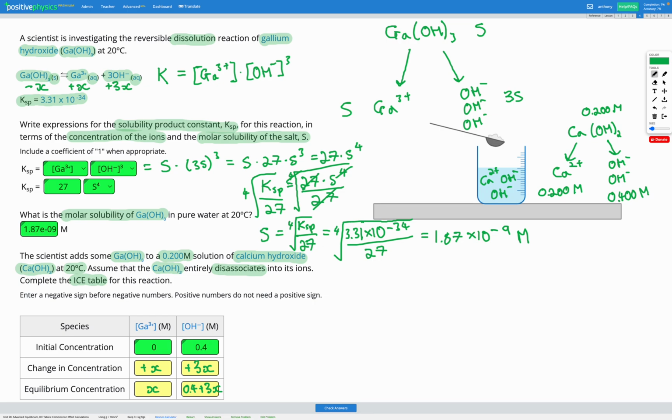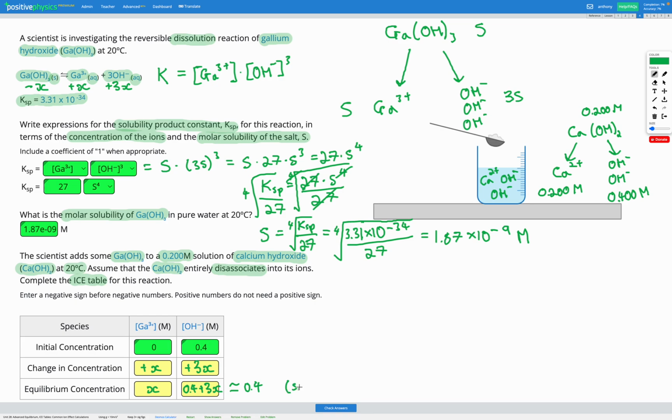Now, in this particular situation, we have gallium hydroxide that's going to be dissolving. And looking at our Ksp value, it's very small. It's times 10 to the power of negative 34. That's tiny. It's way less than 1. So that means we're only going to be getting a tiny bit of gallium dissolving. So our change in concentration is going to be very small compared with 0.4. So small that doing 0.4 plus 3 times X is going to be basically the same as just saying 0.4. So we can say that this is basically equal to just 0.4.